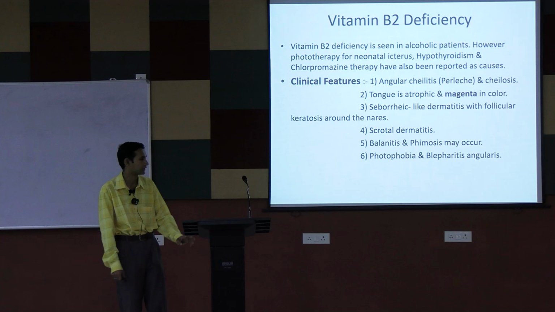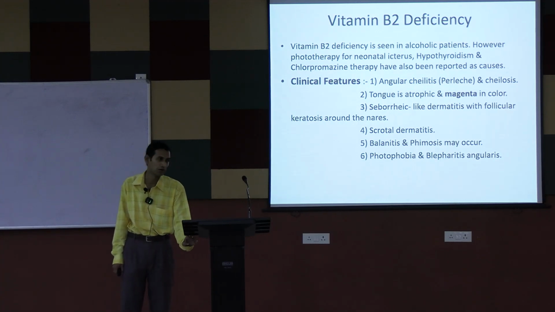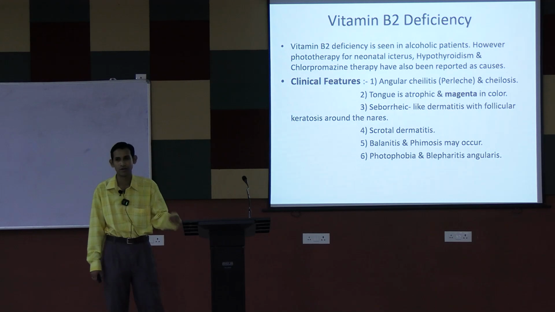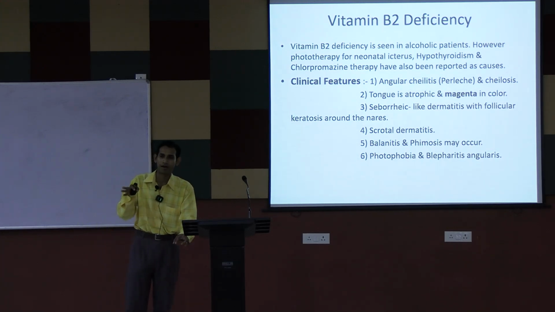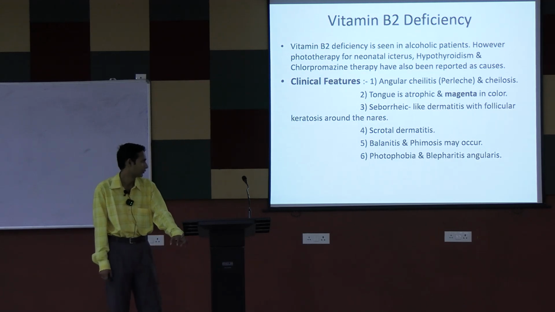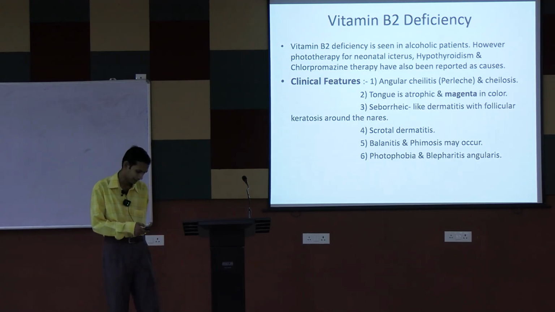Apart from this, there is seborrheic-like dermatitis, most commonly found on the face, and also the follicular keratosis around the nares. Follicular keratosis is the most important finding. In neglected cases, sometimes with severe deficiency, you can get scrotal dermatitis, that is eczematous changes present on the scrotum, which can extend up to the anterolateral aspect of the thigh and also the perianal area. And it can be found with balanitis and phimosis.